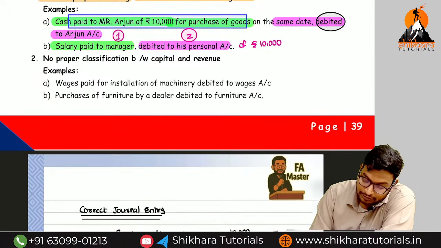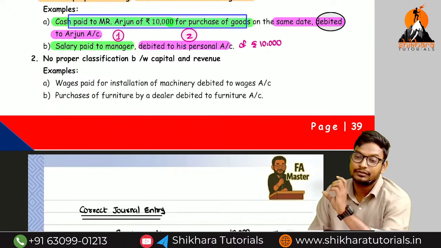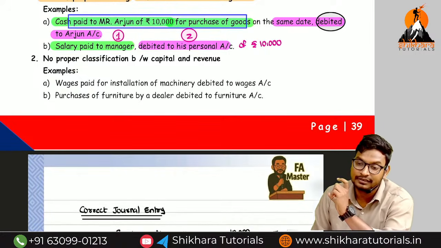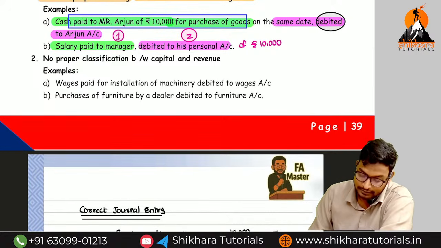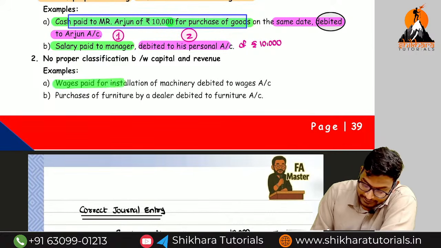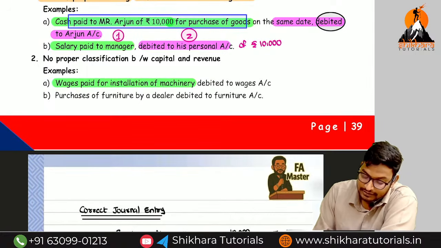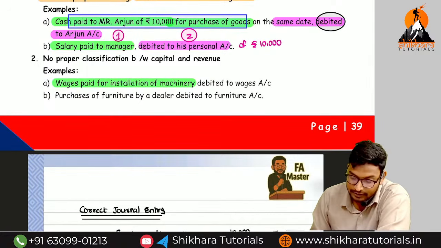I have told you already, in a sentence two parts will be there. The first part is the correct one, the second part is the wrong one. For the correct, green. For the wrong, pink. So, wages paid for installation of machinery. Up to here it is the correct one. Okay, now what is the wrong one, ma?